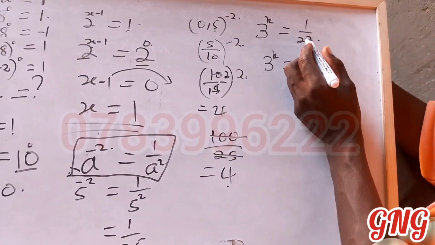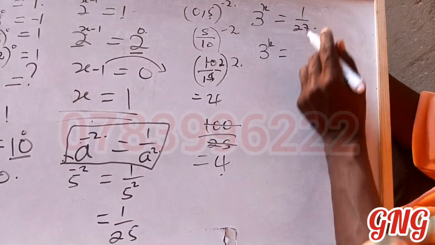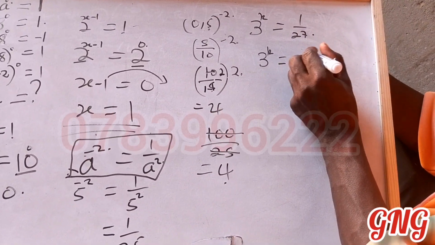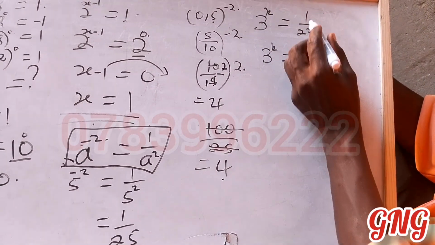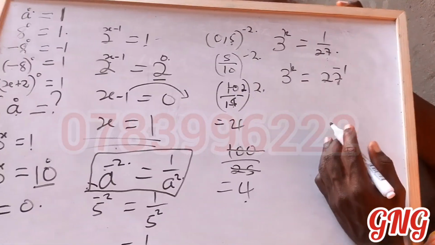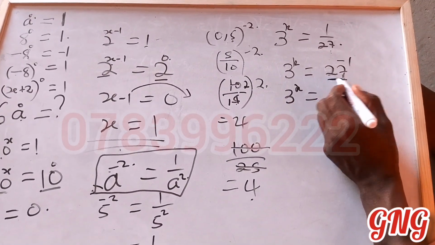So you are going to say 3 power k is equal to 1 over 27. We said 1 over means divided by 1, or it's the inverse. So we may reverse 27 to 27 power negative 1, because 27 power negative 1 is equivalent to 1 over 27. So we are going to say 3^k is equal to 27 power negative 1.